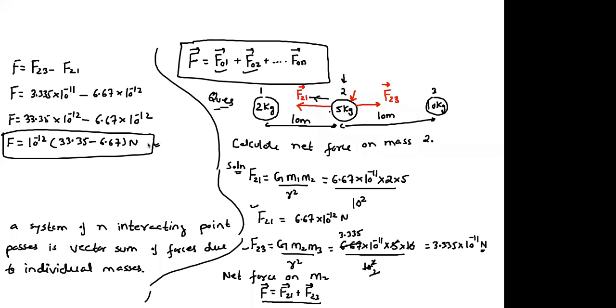Yes, sir. Okay, so if I subtract them, then this will be 33.35 minus 6.67, which comes out to be 26.68 into 10 raised to the power minus 12.